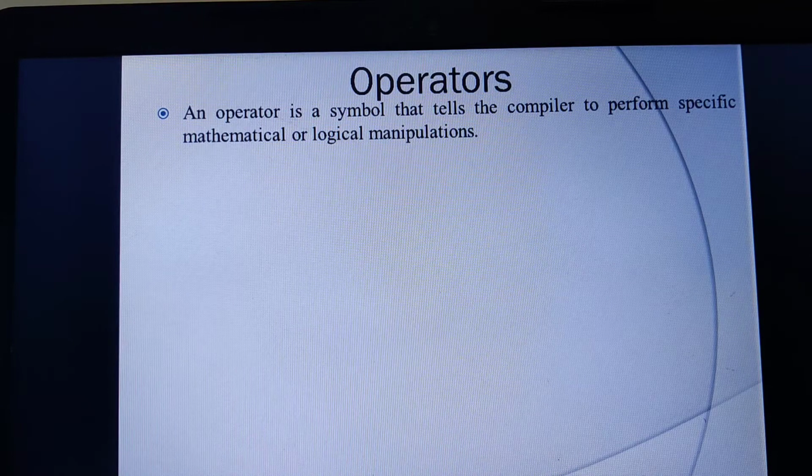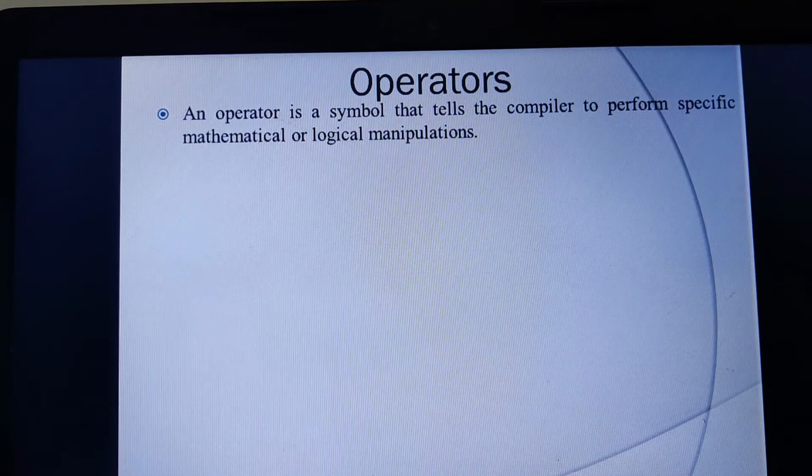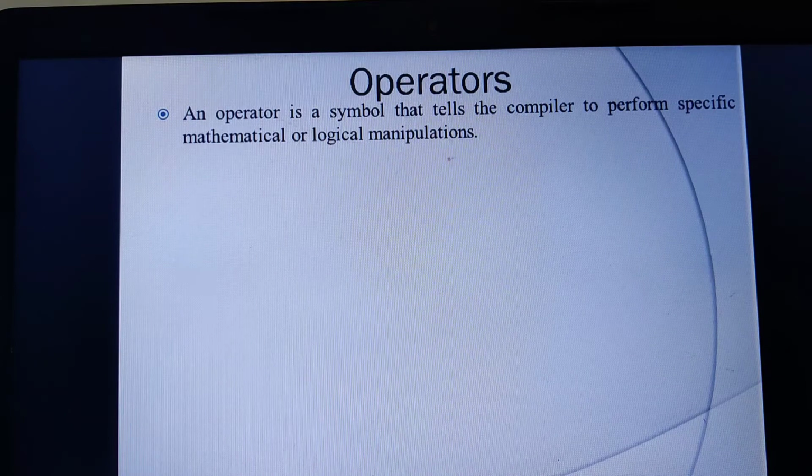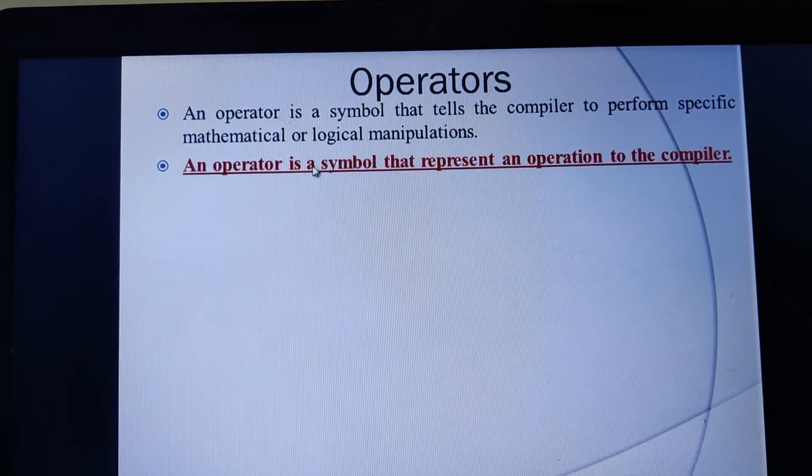Now therefore, what is an operator? An operator is a symbol that represents an operation to the compiler. For example, plus, minus, division, multiplication, modulus operator. By looking at those operators, it will give certain meaning to the compiler that addition has to be done, subtraction has to be done. So therefore, the definition of operator is a symbol that represents an operation to the compiler.